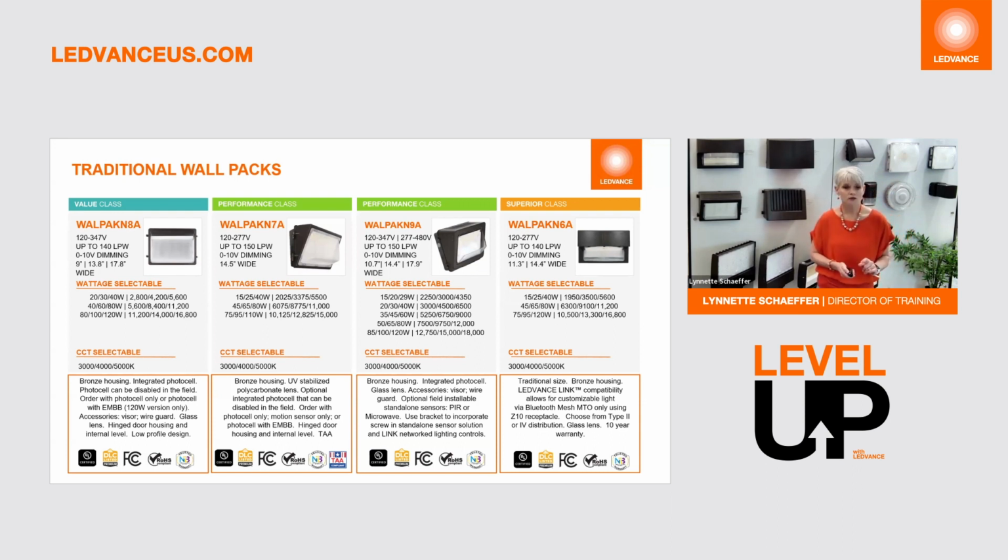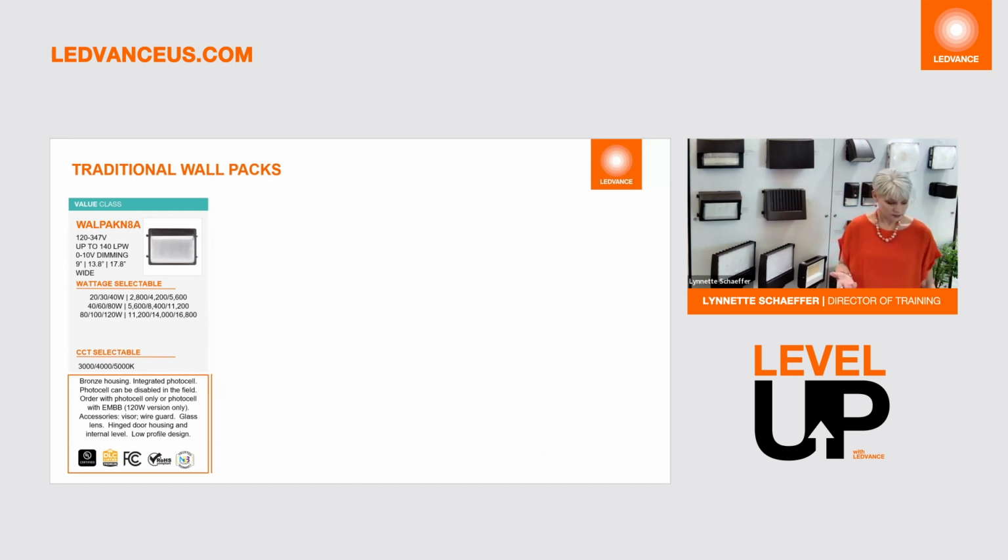Now, specifically when we start talking about the value class, it does have an optional EMBB, which is a really nice feature because a lot of times in outdoor applications, you need to be able to have that space secure, right? The other nice thing about this particular product is that it also has a visor that you can get to come with it. So actually not come with it, but you can order it as an accessory. So that helps push that light exactly where you need it to go.